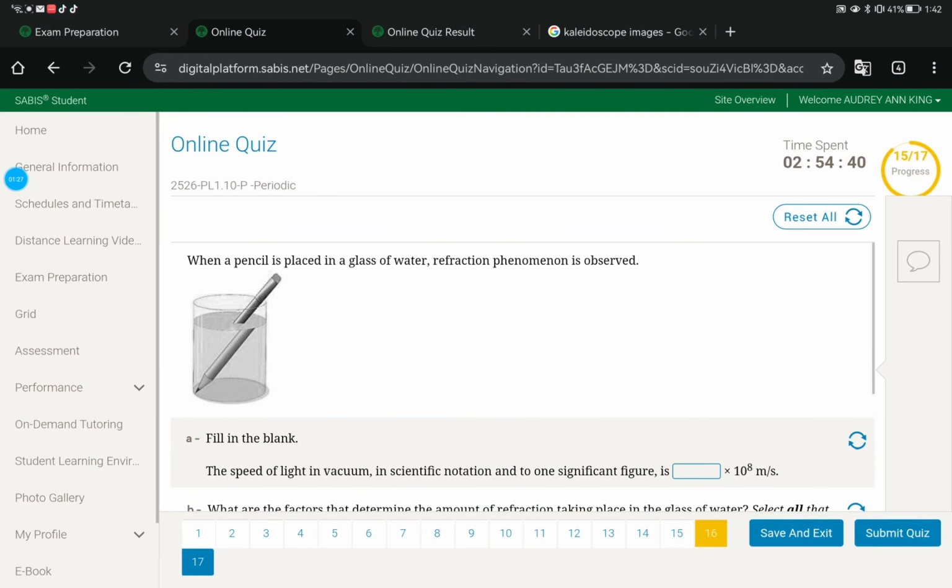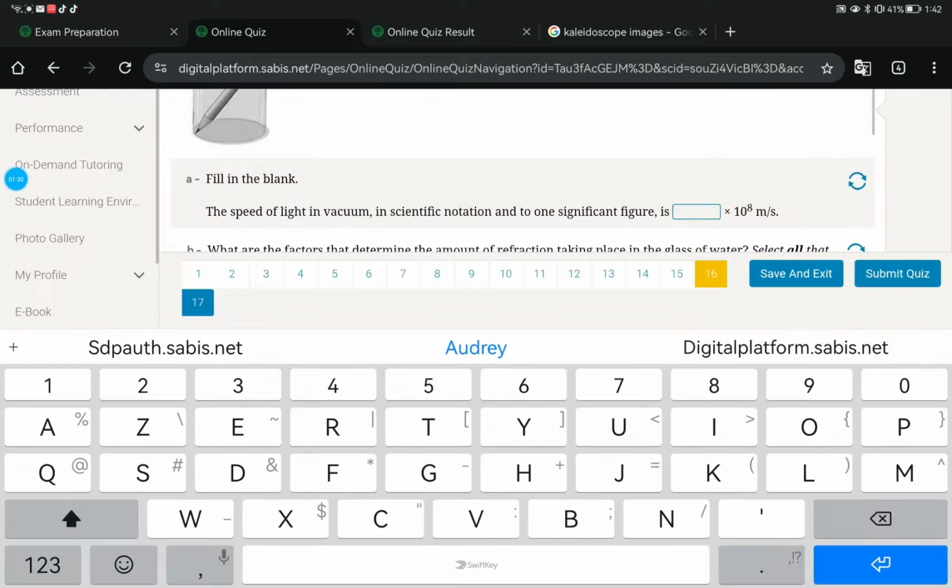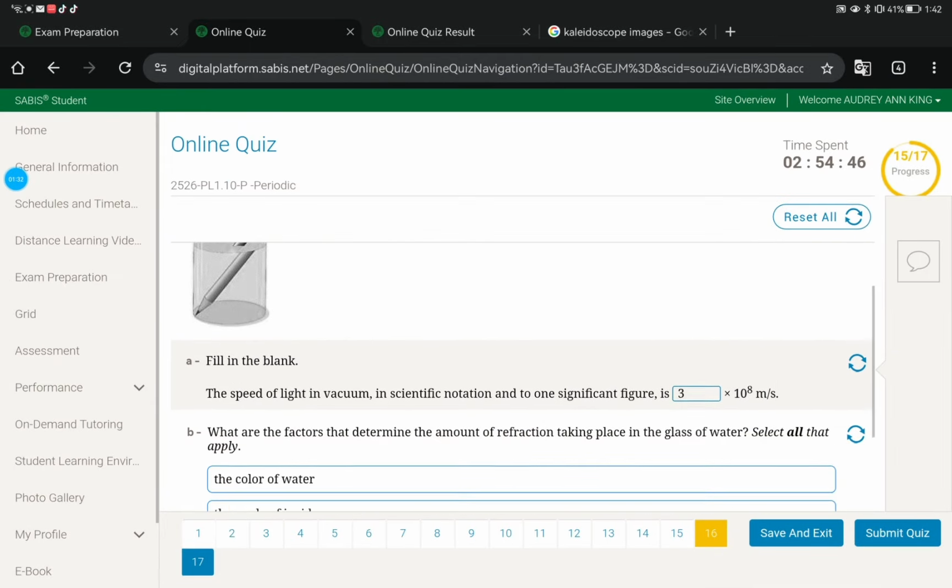The speed of light in a vacuum, in scientific notation to one significant figure. This one you have to learn. It's 3 times 10 to the power of 8.